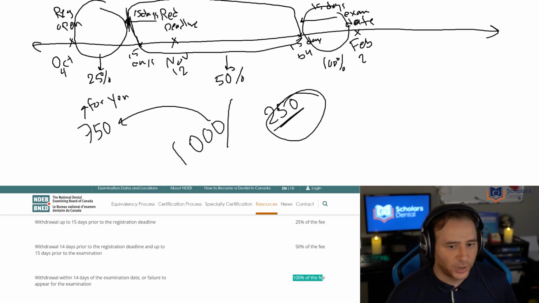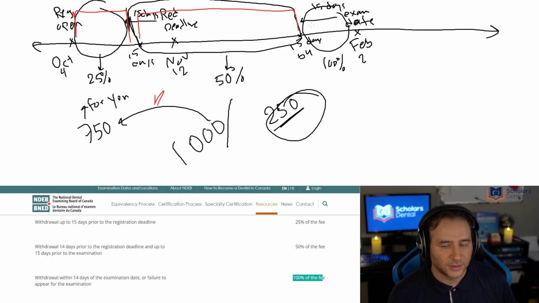Okay, so let me draw those chunks in red here to make them a little bit more clear. So this timeline here, and then this timeline there, you see? And the important dates here are pretty much, these are the dates, right? These purple circles, I'm going to draw them here in purple.